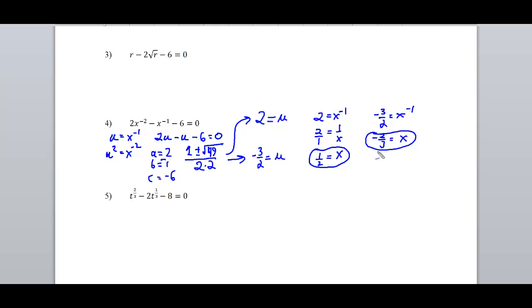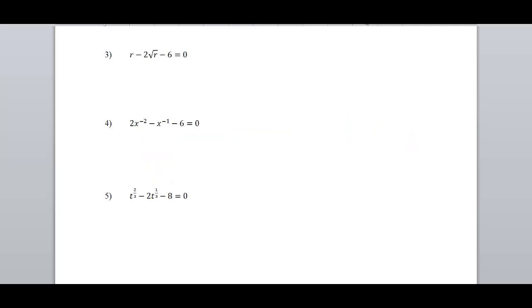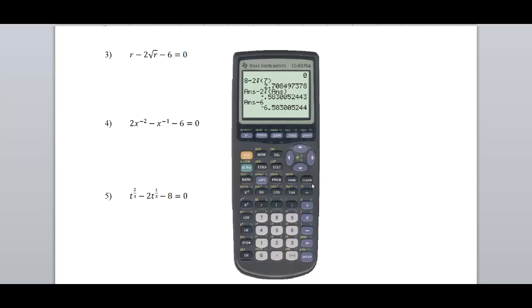So we have to check both of these. So we're going to check 1/2 and we're going to check -2/3. So let's go to our calculator and check it out. Okay, so if we go to the calculator, what we're going to do is go to parentheses. Let's do the 1/2 first here. 1/2 raised to the -2 power minus, again, 1/2 raised to the -1 power minus 6. And making sure that those are negatives, and we have -2, -1, blammo, get 0, and that works out great.